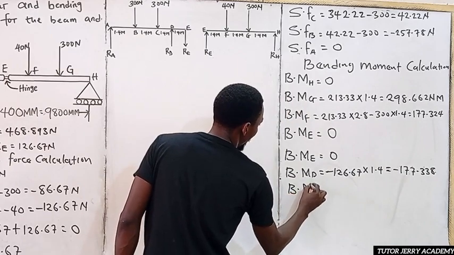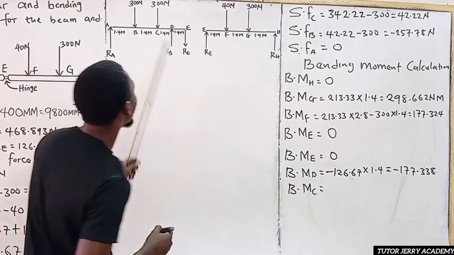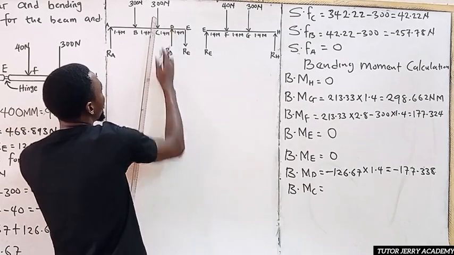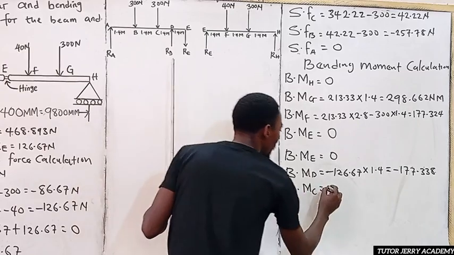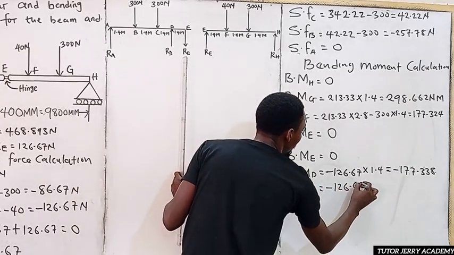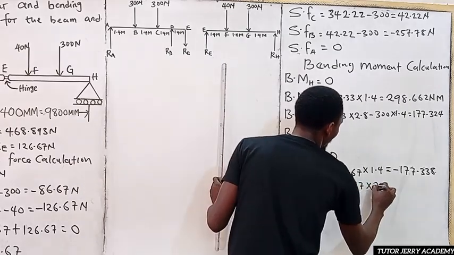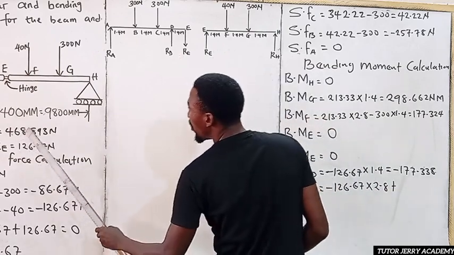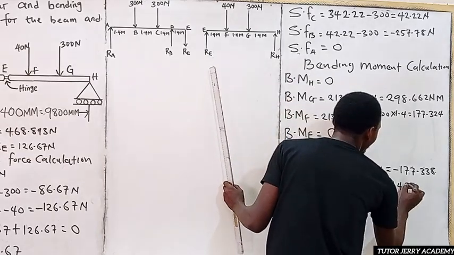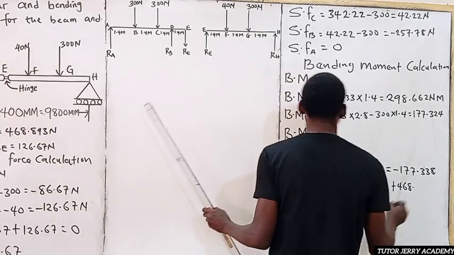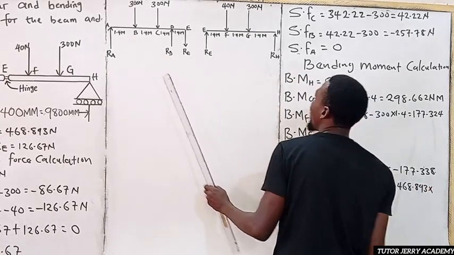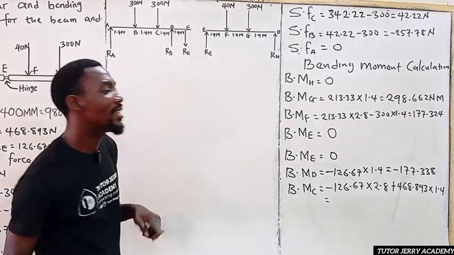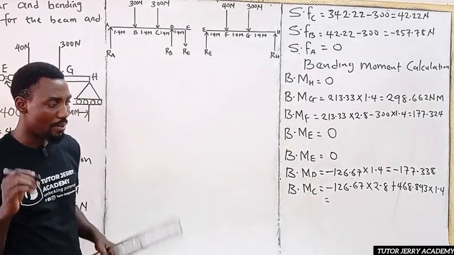All right. So now the bending moment at point C. The bending moment at point C will be equal to, so we stand at point C now. We're going to have a downward force multiplied by total distance and an upward force multiplied by this. So ROE is minus 126.67 multiplied by 2.8, plus ROD. Our ROD is 468.893 multiplied by 1.4. So if you do your math, you are going to have the bending moment at point C to be equal to 301.77.